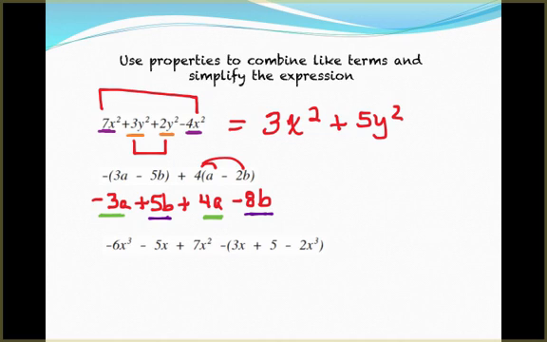So if I combine those, let's combine our a's first. -3a and positive 4a would just be 1a, or a. Positive 5b and -8b would be -3b.